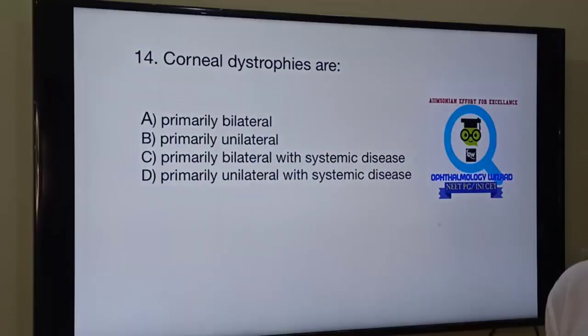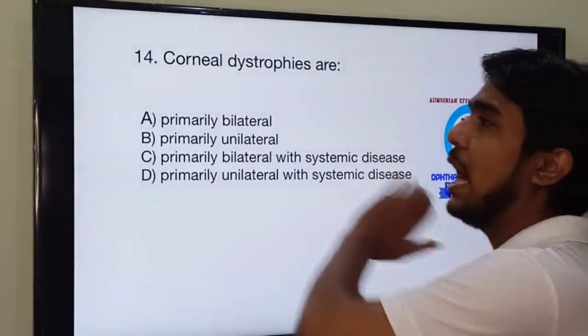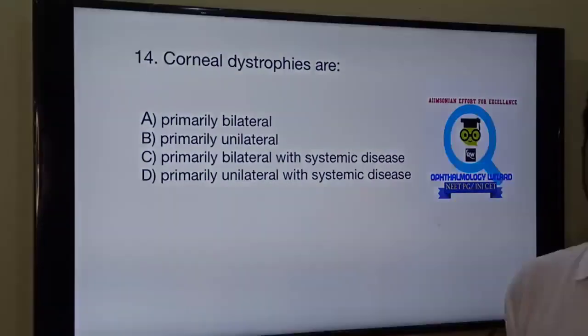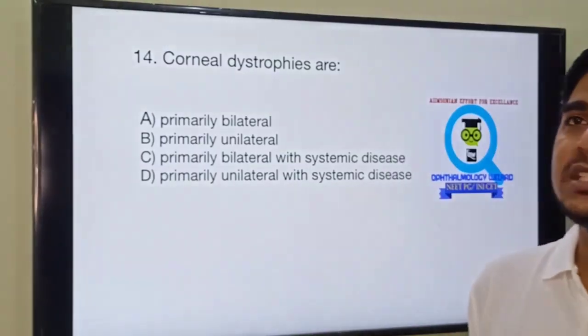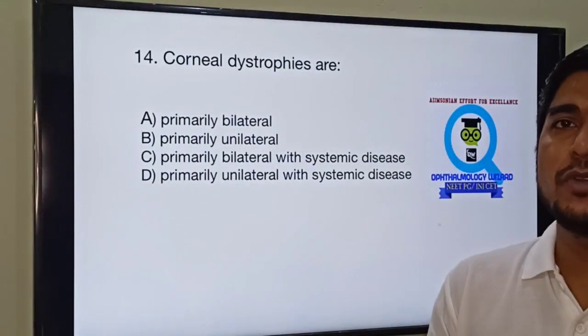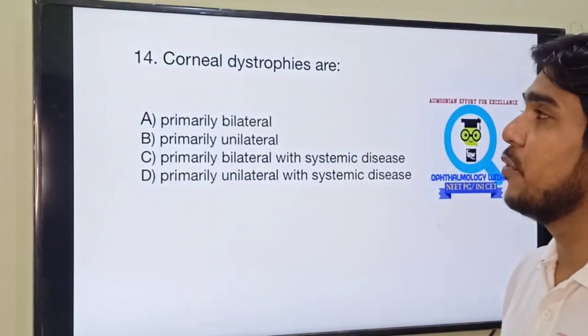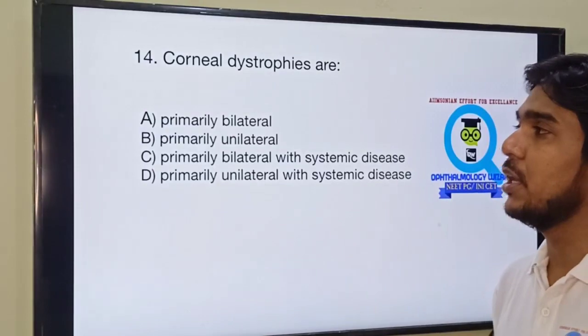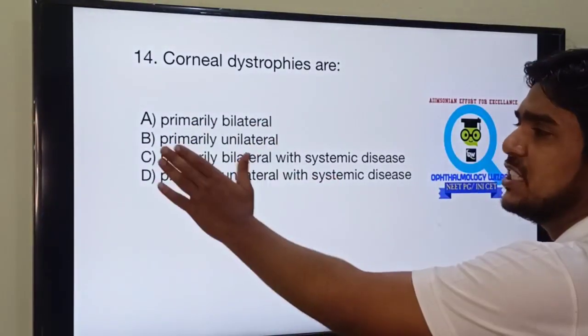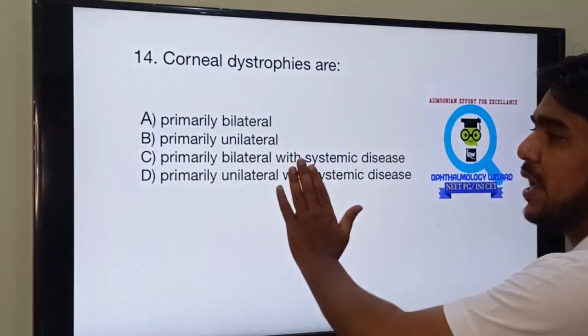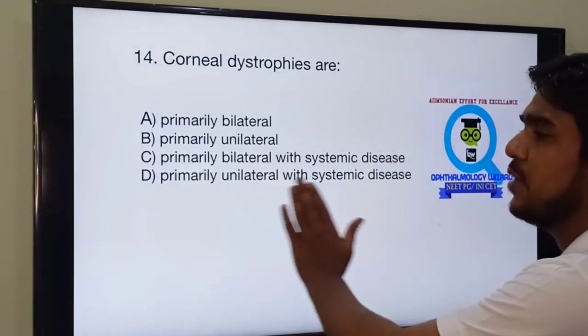Coming to the 14th question. Corneal dystrophies: if you say what is dystrophy, dystrophy is abnormal configuration. So what is corneal dystrophy? When you call it a corneal dystrophy, is it primary bilateral, primary unilateral, or a systemic disease?